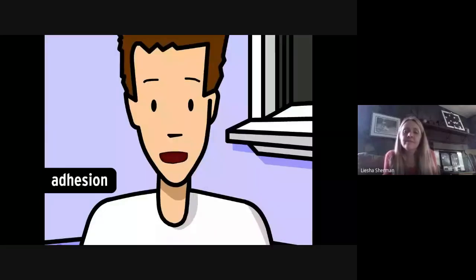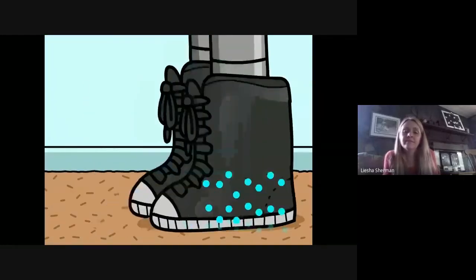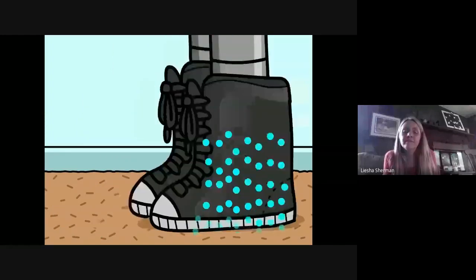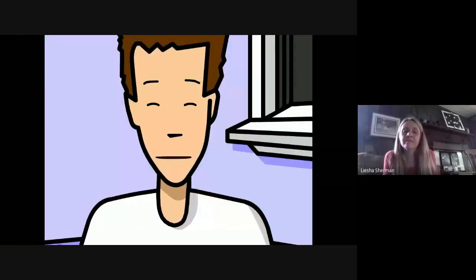A force called adhesion is responsible for the transfer of electrons. You can build up a bigger electric charge by rubbing your feet against the floor. The more you do it, the more electrons your shoes will collect. Anyway, those electrons that your shoes pull away from the carpet stay stuck to the surface of your body.